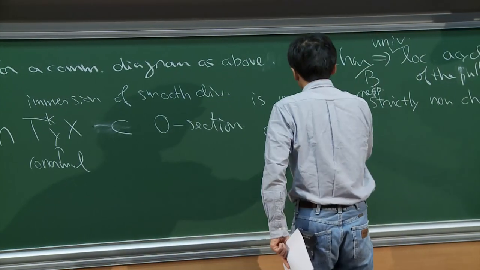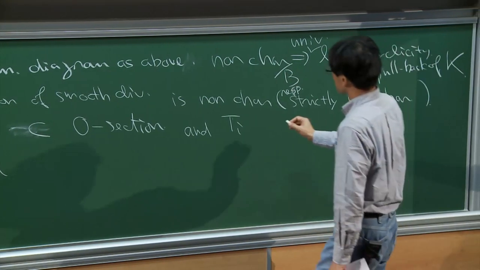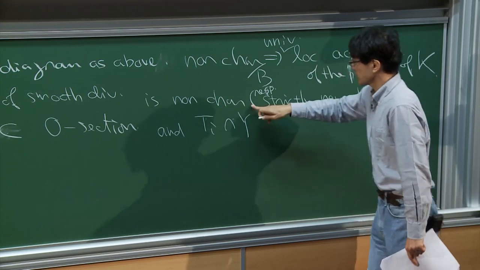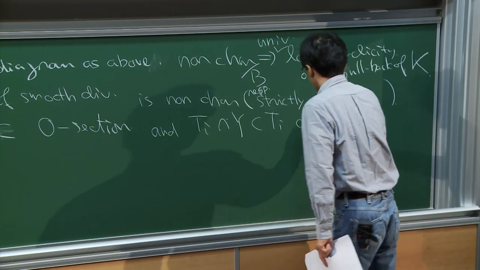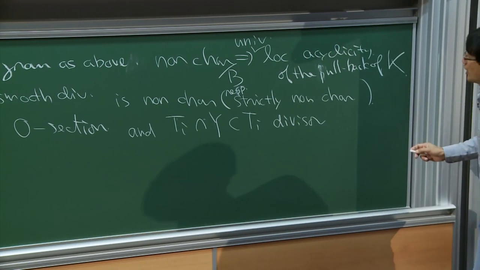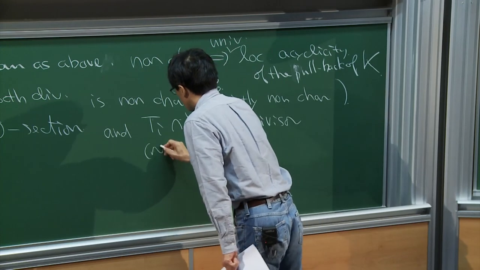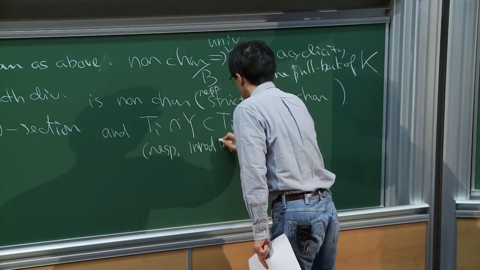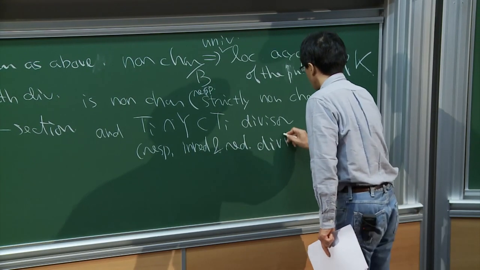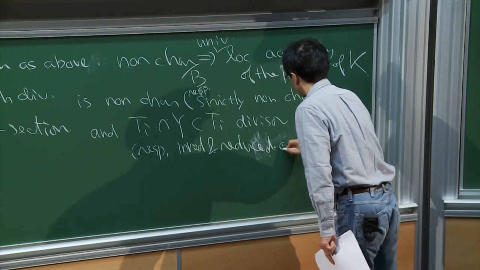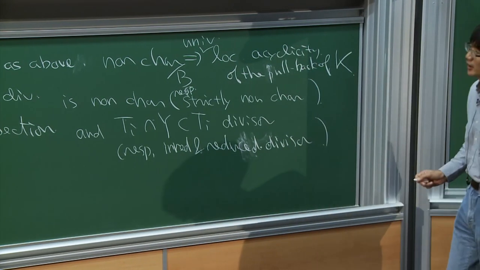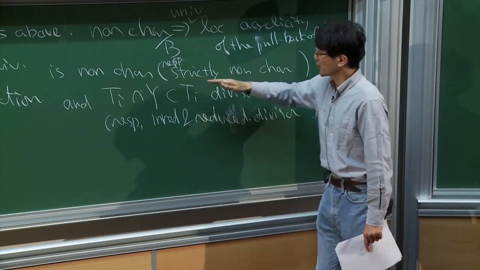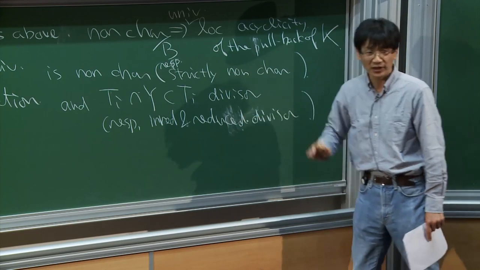Now this Ti is a closed subset of X. So for this first, just non-characteristic, this is a divisor. And for this stronger condition, we require that this intersection is an irreducible and reduced divisor. So the first part is just non-characteristic, but I need to define a little stronger condition.